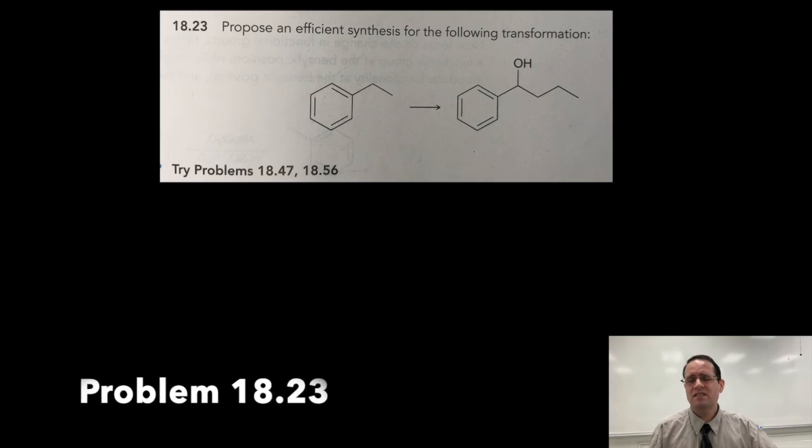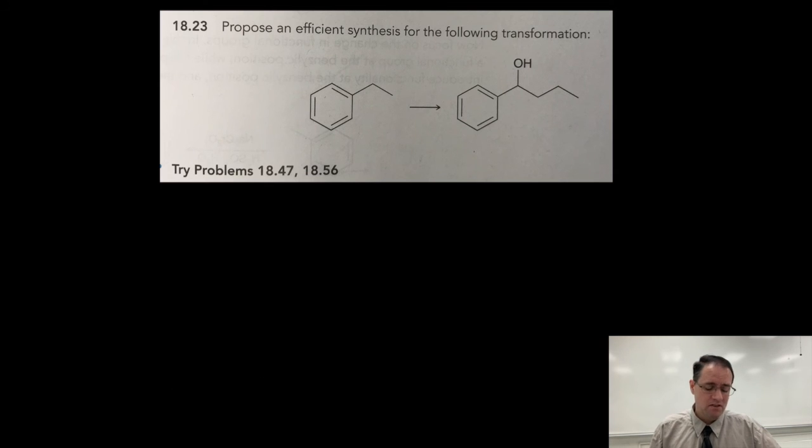Okay, let's do problem 1823. And I love this book because at the end of some difficult problems, they always say, try problems, and then they list a few more. And so this is your opportunity to practice even more problems, okay? So here we go. We have this molecule here, and we need to obviously count the carbons. So there's 2 here, and then we're adding 2 more, okay? We're adding 2 carbons. And these 2 carbons are being added way out here, not at the benzylic carbon, but adjacent to it. So what we want to think about doing is how do we make carbon-carbon bonds?